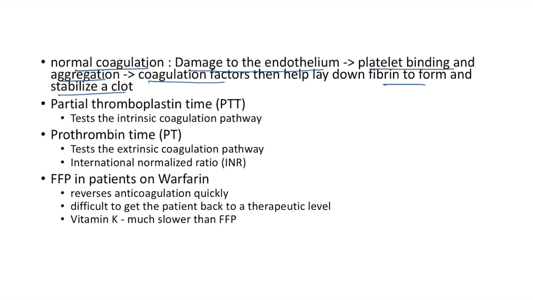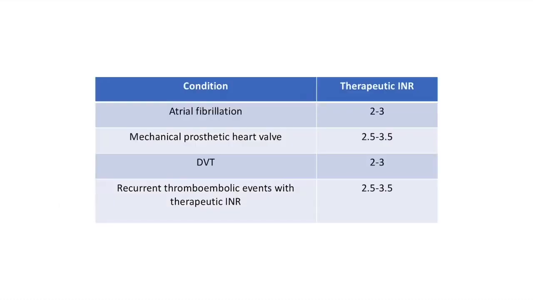Now let us see about partial thromboplastin time and prothrombin time. PTT tests the intrinsic coagulation pathway, whereas PT tests the extrinsic coagulation pathway. PT is measured in International Normalized Ratio or INR. Now let us see about the use of fresh frozen plasma in patients on warfarin. It reverses anticoagulation quickly, but it is difficult to get the patient back to therapeutic INR. Vitamin K has a much slower action than FFP in treatment of warfarin toxicity.